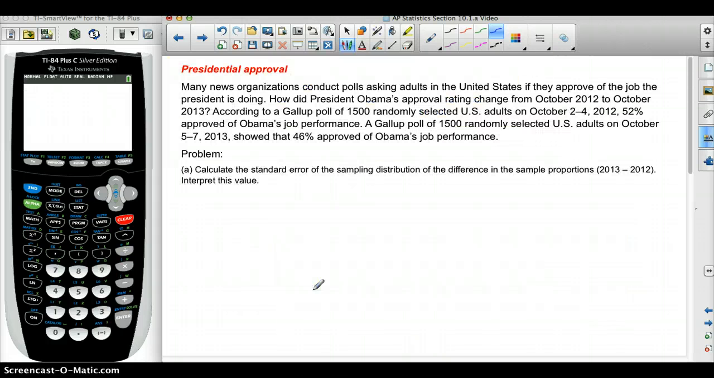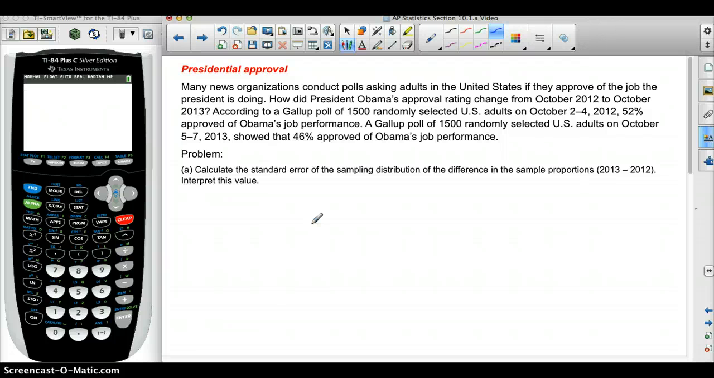Okay, so let's use a problem that would jump right into using what we just saw in the previous slides. Presidential approval: many news organizations conduct polls asking adults in the United States if they approve of the job that the president is doing. So say we want to find out, how did President Obama's approval rating change from October 2012 to October 2013? There were two polls conducted. Gallup did one of 1,500 randomly selected U.S. adults on October 2nd to the 4th in 2012, and they found 52% approved of his performance. In the next year, they did another poll with 1,500 again randomly selected U.S. adults from October 5th through 7th, but that only showed 46% approved of Obama's job performance.